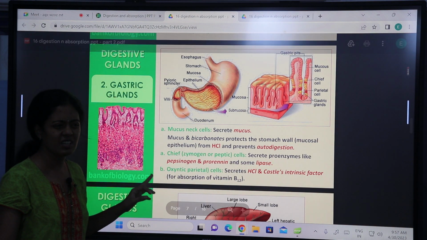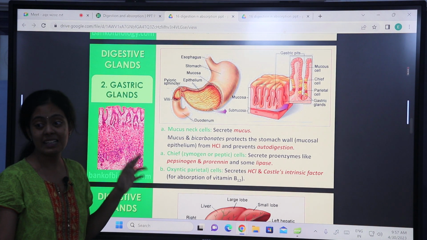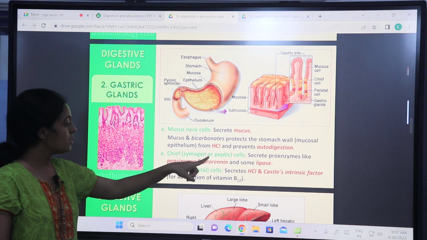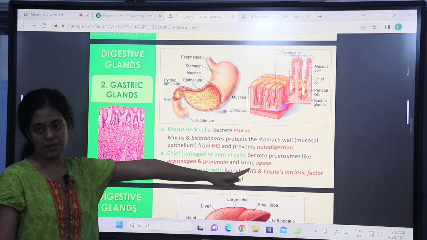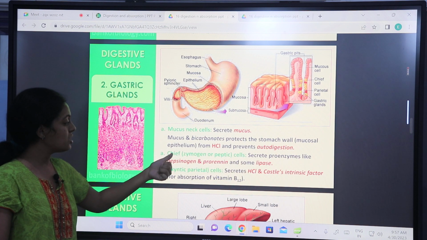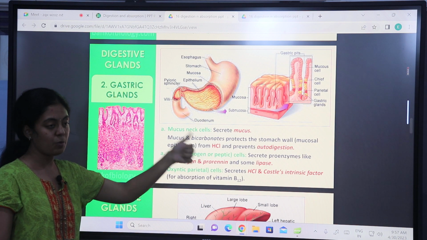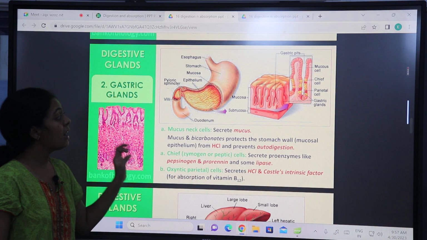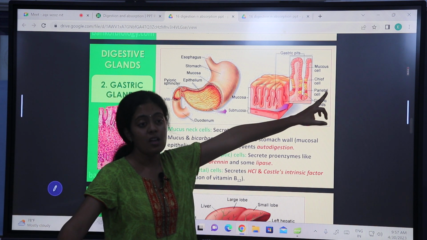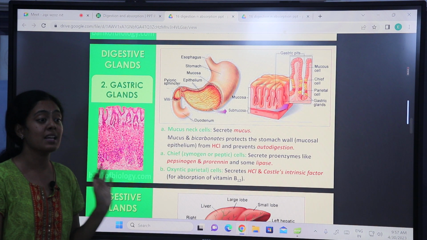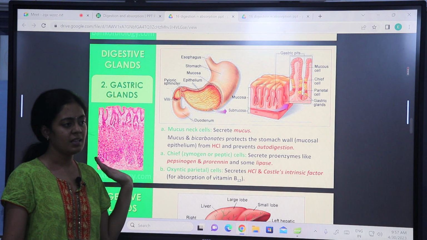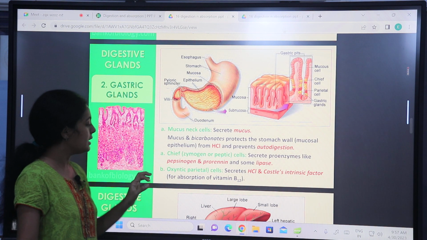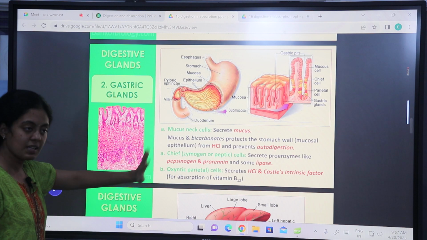And you have the chief cell, or zymogen or peptic cell. What is zymogen? We discussed in the last class: inactive enzymes are called zymogens. So pepsinogen, prorenin and some lipase. What is your chief cell producing? Pepsinogen, prorenin and lipase. And last, your parietal cell or oxyntic cell produces HCl. Very favorite question: they can ask what each kind of cell produces. We'll discuss the functions a little later.